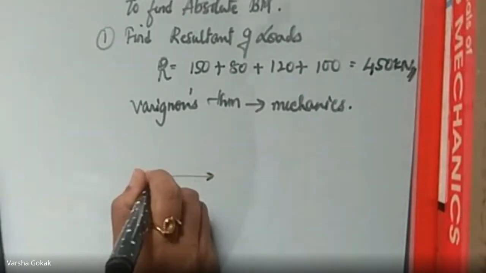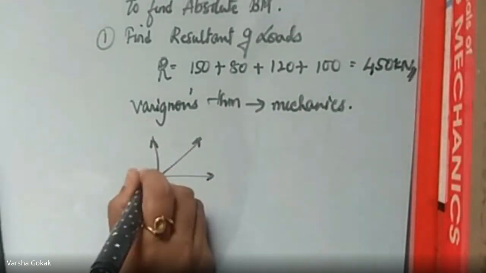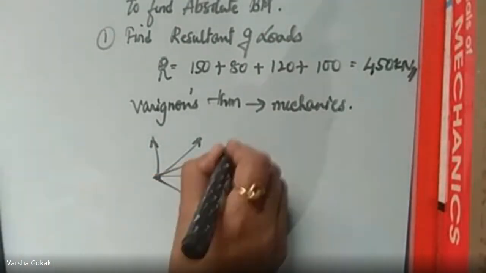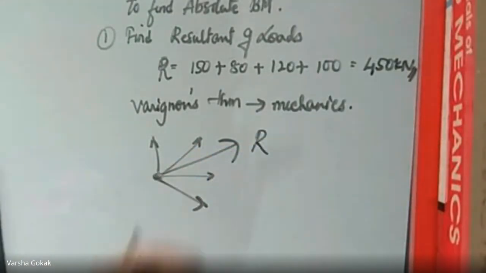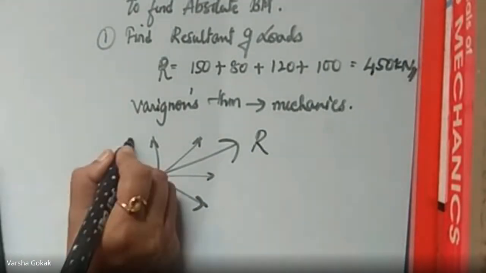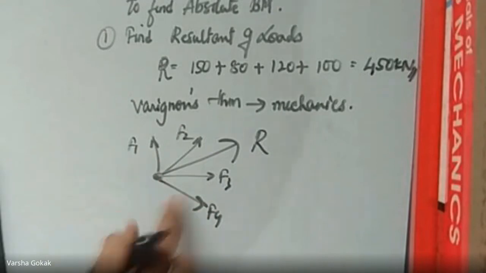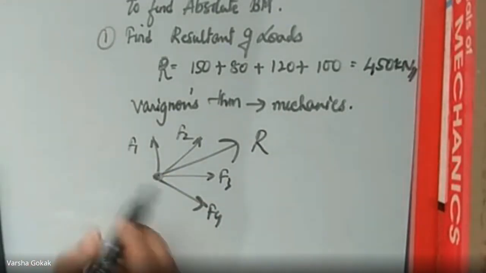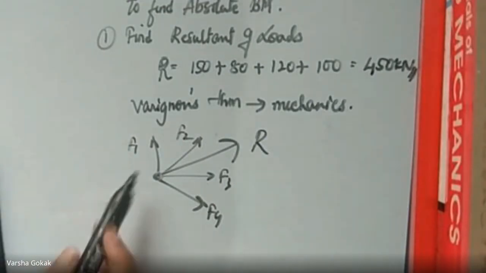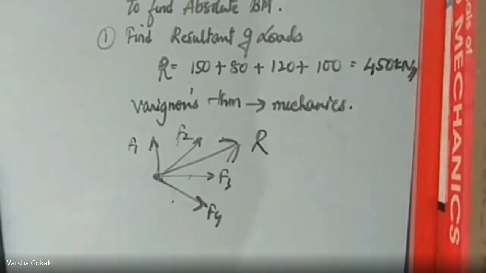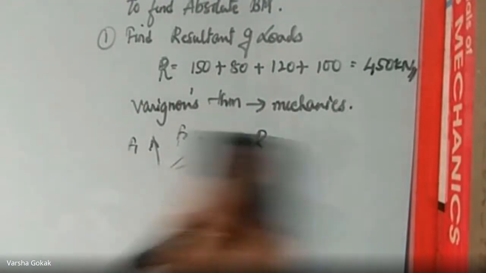Concurrent forces are something like this. They are passing through a single point. So their resultant also will be passing through that single point only. I have said F1, F2, F3, F4. These are called a set of concurrent forces. Matlab, they are passing through one single point. And when I find the resultant of these four, that resultant also will be passing through the same point. Okay, so this is concurrent.